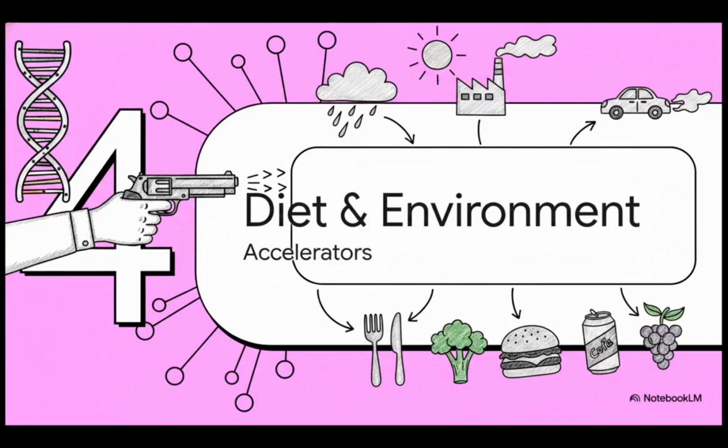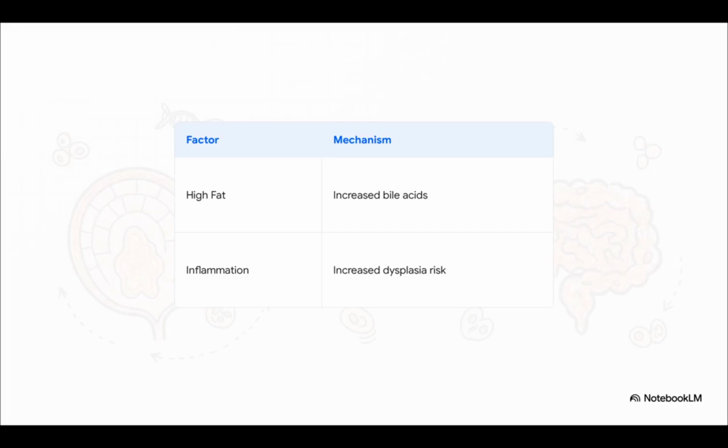Okay, Section 4, environmental and dietary factors. As the old saying goes, genetics load the gun, but environment pulls the trigger. Let's look at the external modifiers accelerating these pathways. Here are the exact mechanisms you're going to see on test day. First up, diet. High refined carbs, high fat, low fiber, huge risk factor. Why? Because all that fat pumps up bile acids in your gut, and your gut bacteria actually convert those acids straight into carcinogens. Second is inflammation.